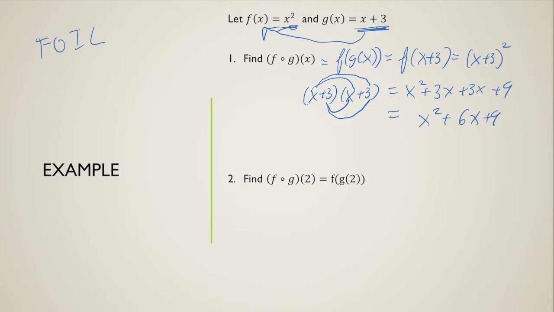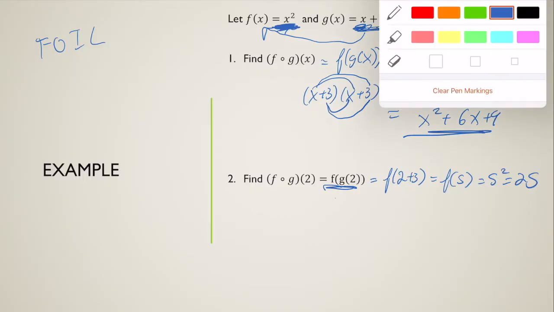If I want to find f composed with g of 2, I can take f of g of 2, or substitute into our equation that we found. So if I want f of g of 2, that's f of, substituting in 2 plus 3, which is f of 5. Well, my f function is x squared. It's a degree 2 function. So I get 5 squared, which is 25.